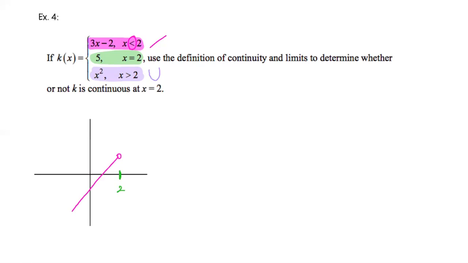Now, how do I know how high to draw that point? Like, what's the y value there? Well, let's see what happens. If I plug in 2 here, I'll get 3 times 2 minus 2, which is 6 minus 2, which is 4. And so this has a y value that gets close to 4. Now, the green one is pretty easy. That's a point. So at x equals 2, I want to draw a point at 5.